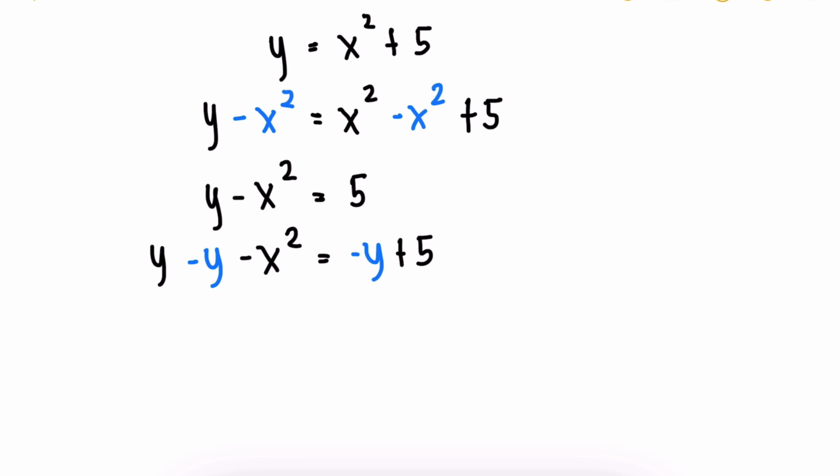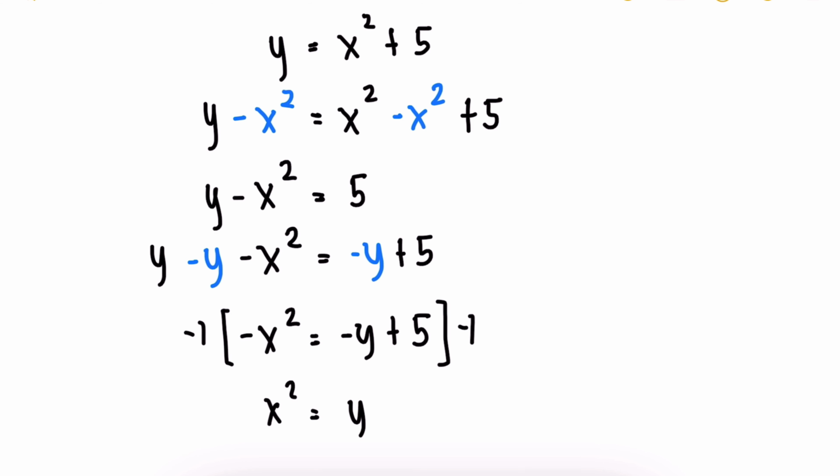To solve x in terms of y, or so-called x form, subtract or cancel y minus y on the left side of the equation. That will be 0. The resulting equation is negative x squared is equal to negative y plus 5. To remove the negative 1 on the left side of the equation, multiply both sides by negative 1 through multiplication property of equality. So, the equation now is x squared is equal to y minus 5.